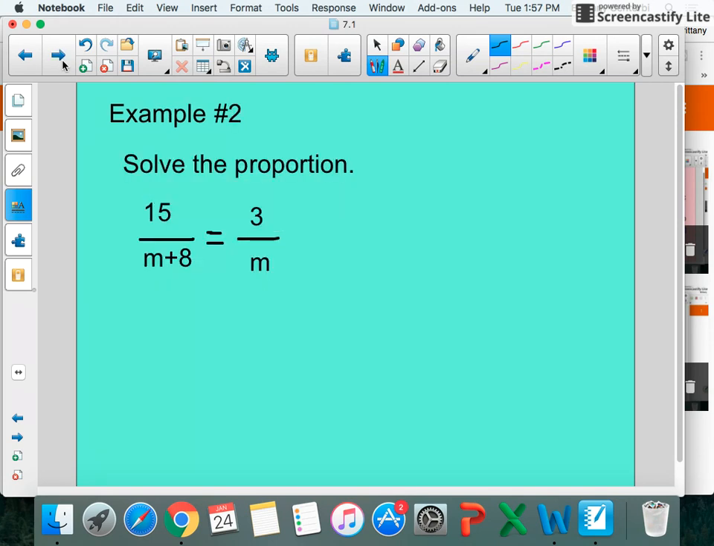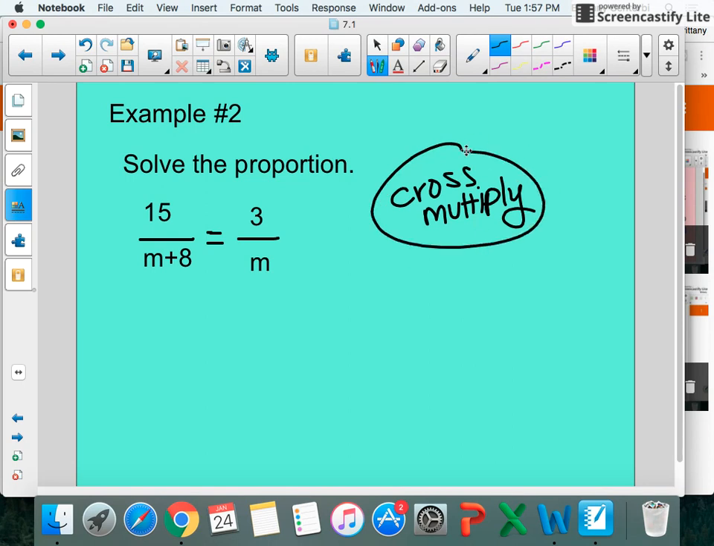For example number 2, you need to solve a proportion. What I would like you to do is write "cross multiply" somewhere along example number 2 and circle it. Whenever you have an equal sign in the middle of two fractions, you cross multiply. Remember, that just means you cross over the equal sign and you multiply. If we do 15 times m, we get 15m, equals 3 parentheses m plus 8.